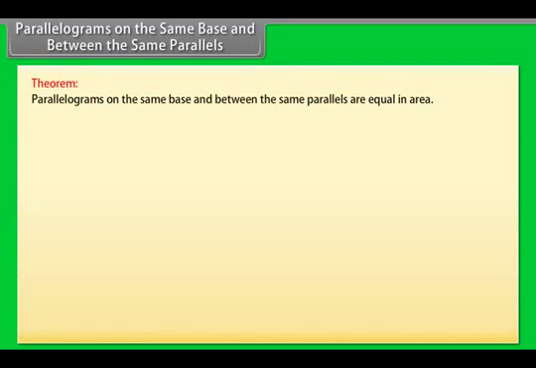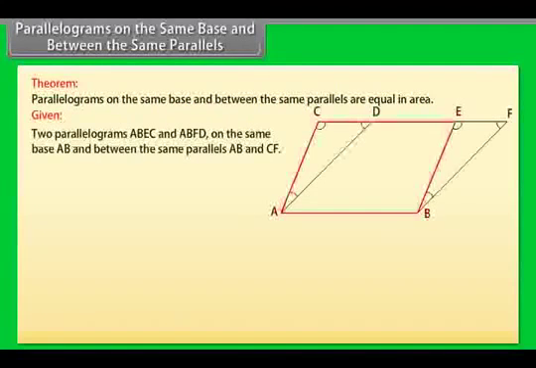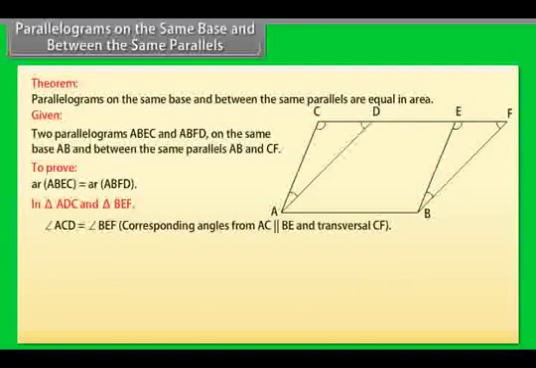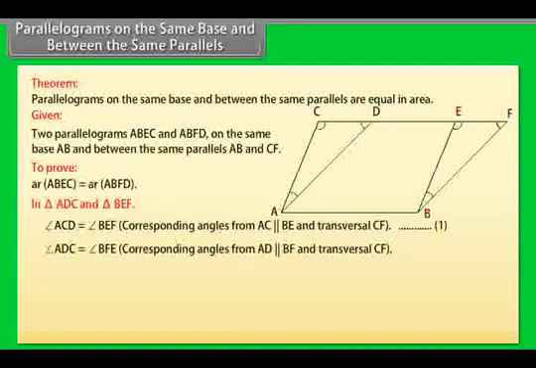Let us prove this theorem. Proof. 2 parallelograms ABEC and ABFD on the same base AB and between the same parallels AB and CF are given. We need to prove that area of ABEC equals area of ABFD. In triangle ADC and triangle BEF, angle ACD is equal to angle BEF because these are corresponding angles from AC parallel to BE and transversal CF. Mark it as 1. Angle ADC is equal to angle BFE because these are corresponding angles from AD parallel to BF and transversal CF. Mark it as 2.